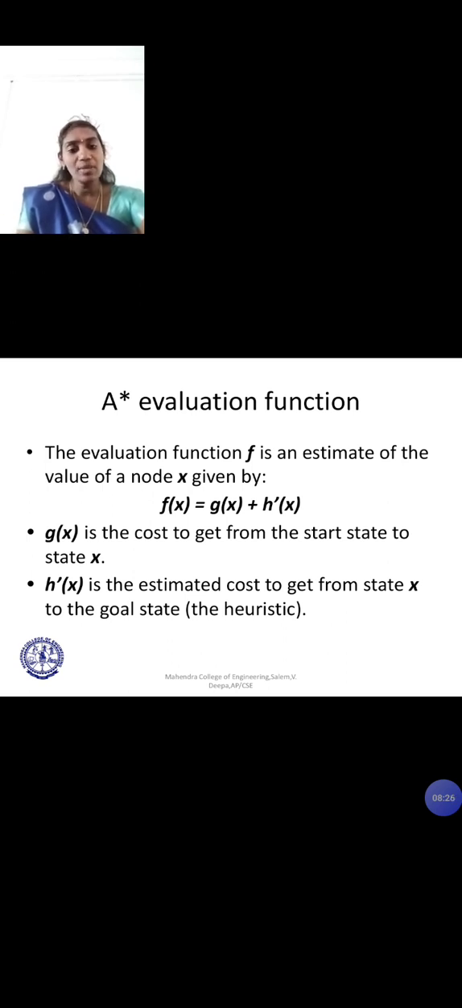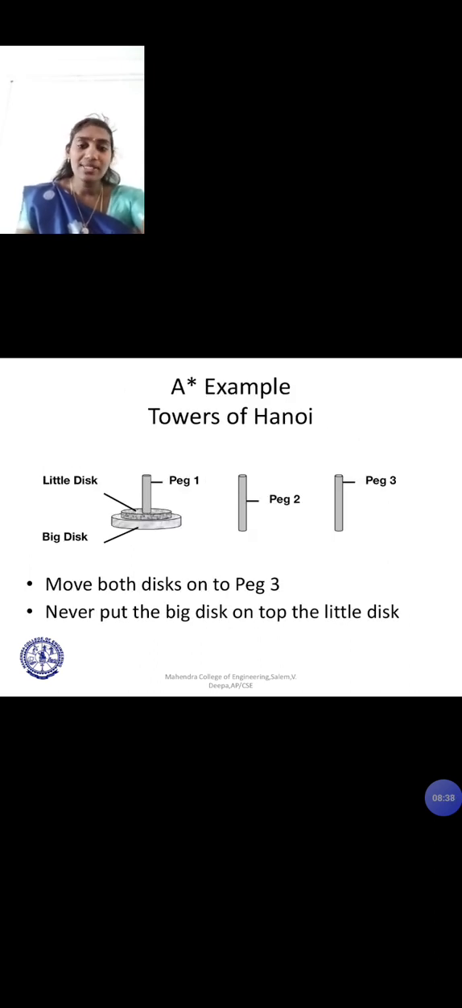G of x is nothing but the cost to get from the start state to reach the goal state. H of x is the estimated cost to get from state x to reach the goal state. So the best example for the A-star algorithm is Towers of Hanoi, which we already learned in data structures.